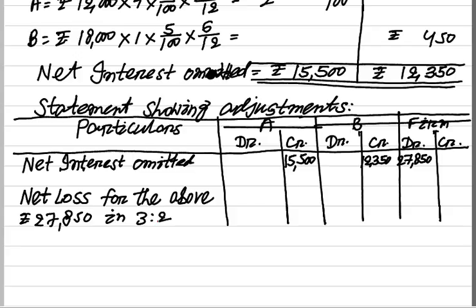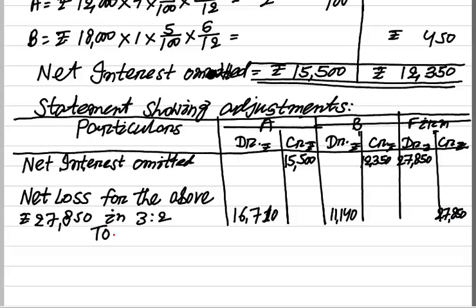That is 16,710. We have not written rupees; everywhere there will be rupees. 16,710 for A, and for B it is 11,140, and for the farm it is 27,850. Now we will total all this.